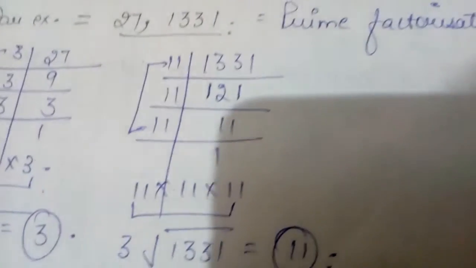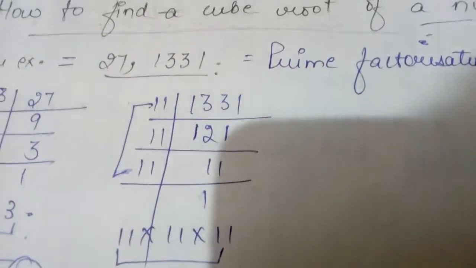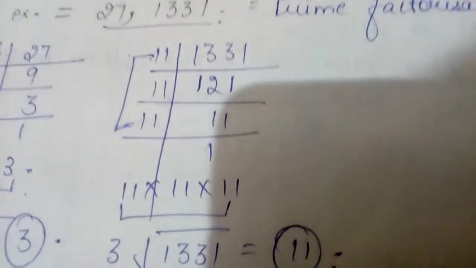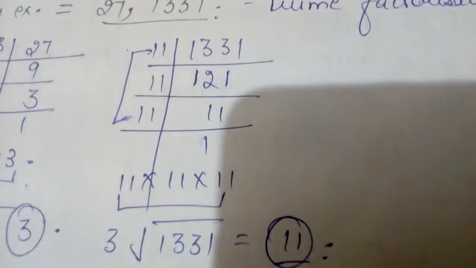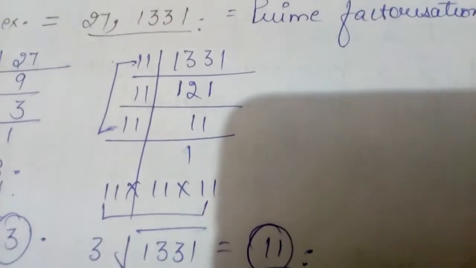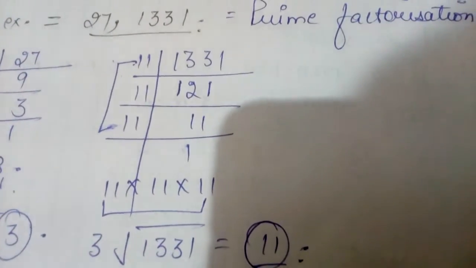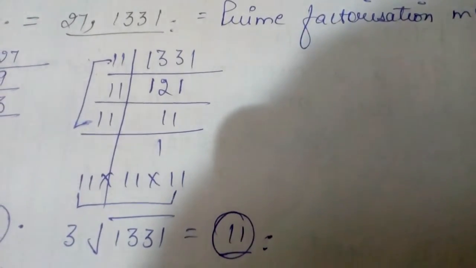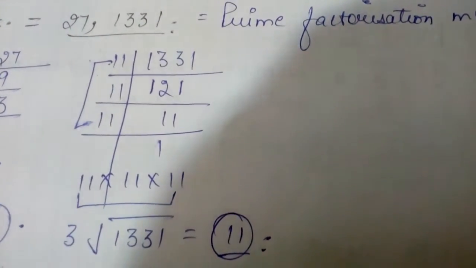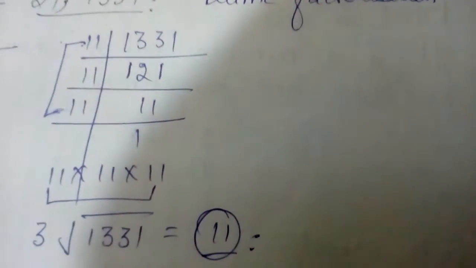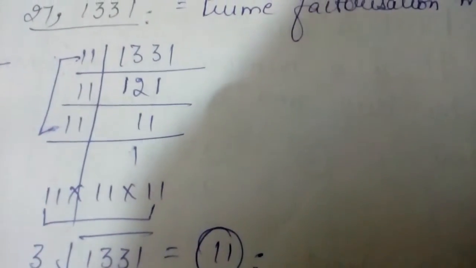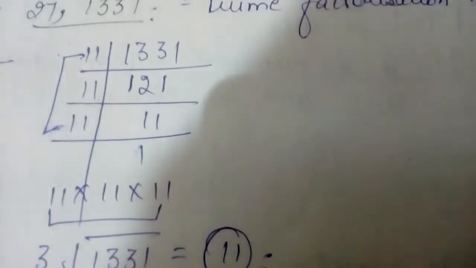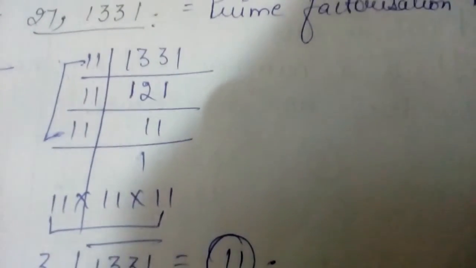Okay, now second example, 1331. We have to find the cube root of 1331. So in this also we take prime factorization. We already discussed prime factorization; I have told you what prime factorization is. So here 11 121s are 1331, 11 11s are 121, and 11 ones are 11.